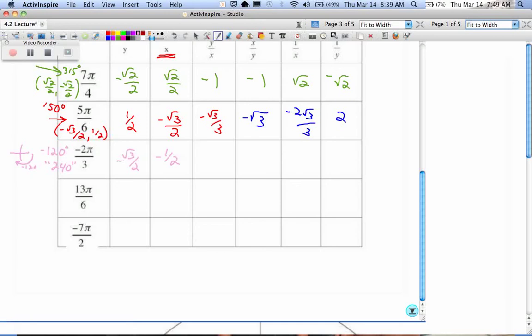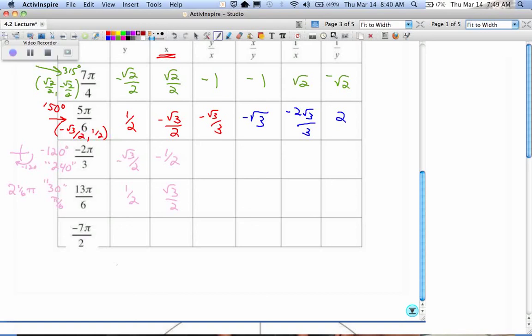Where's 13 pi over 6? We're talking about 2 1/6 pi. So that means I went around the unit circle. Where am I at? 30 degrees or pi over 6. We're at that very first tick mark on the unit circle. My index finger goes under. Root 3 to the left. So your x value is root 3 over 2. Your y value is 1/2.